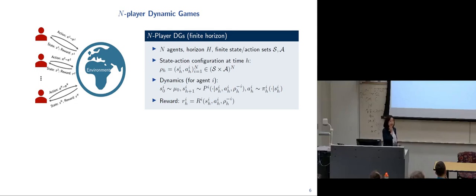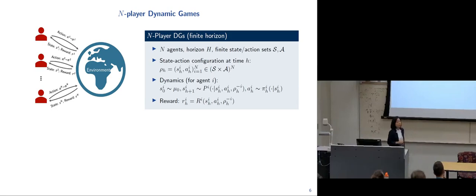So let's start with the n-player dynamic games. Here, we have n agents, and we consider the finite horizon setting where the length of the horizon is H. And we look at finite state action sets here. I should mention that many of these definitions and analysis results can be extended to the infinite horizon discounted settings, which is usually known as stationary mean field games or stationary games. I will make some distinction later on as we go along.